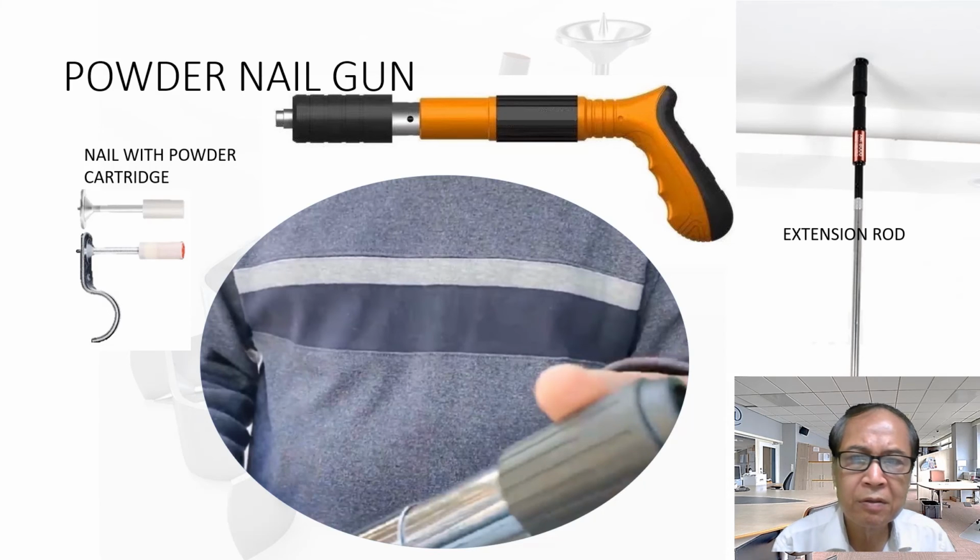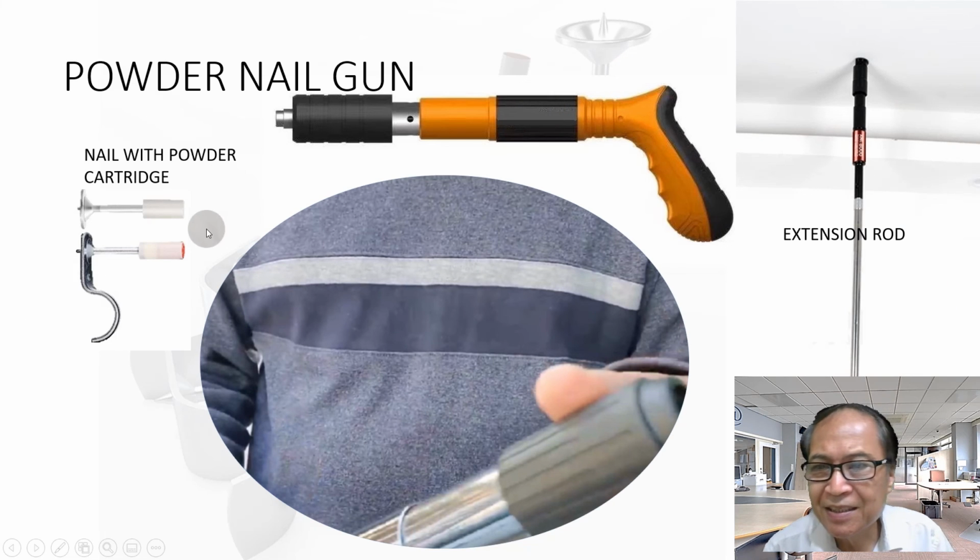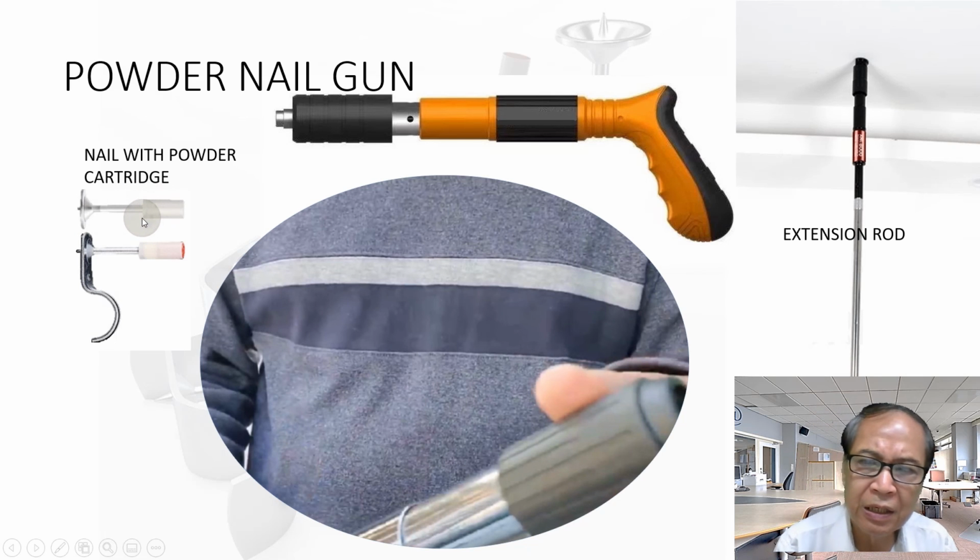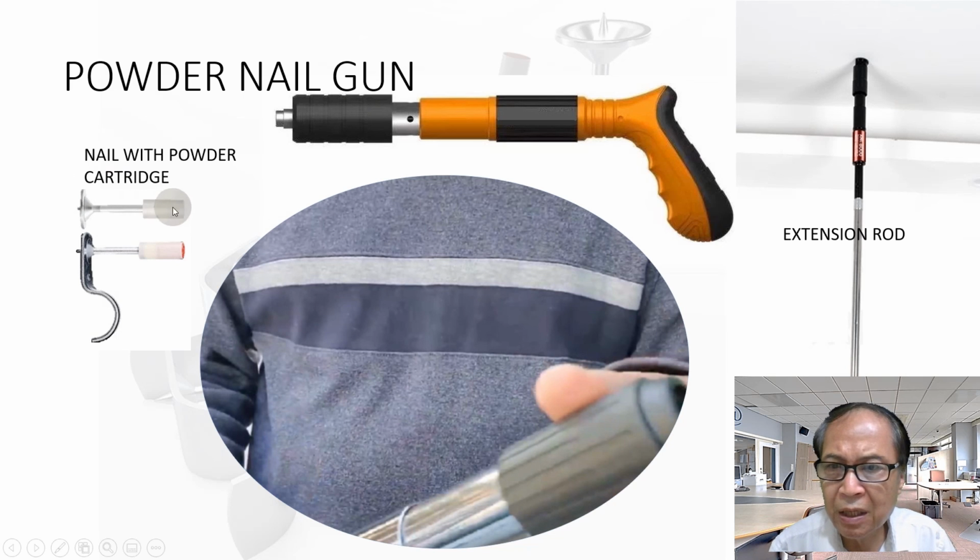This is called the powder nail gun. This is common in mainland China. The price is very good indeed. You see the bullet, it doesn't use a blank round bullet. It uses a bullet with the nail.